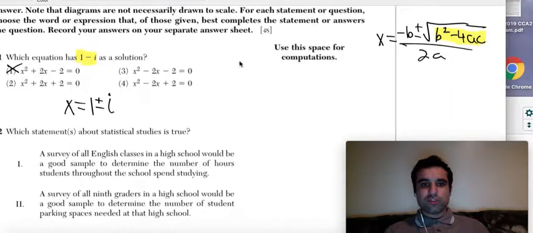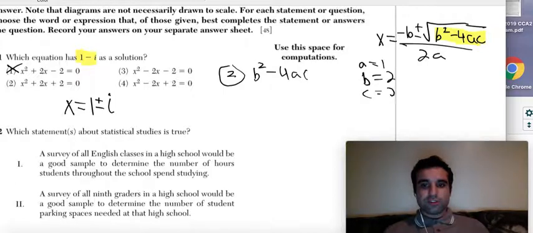So let's try choice 2. Our b value for choice 2 is 2, our a value is 1, and our c value is also 2. So b squared minus 4ac is 2 squared minus 4 times 1 times 2. That becomes 4 minus 8, which is negative 4. So this is a candidate. I'll just put a question mark.